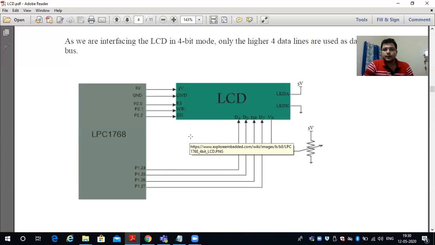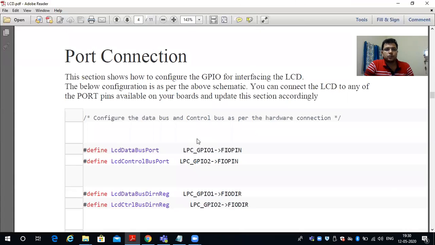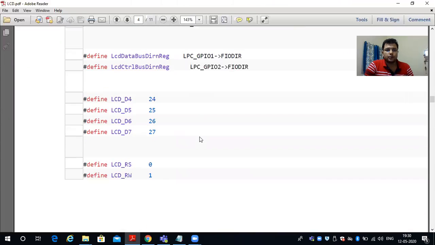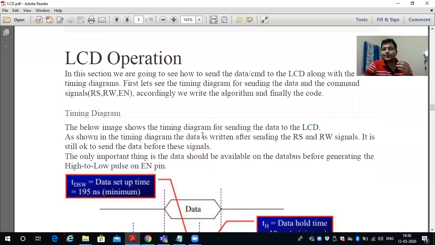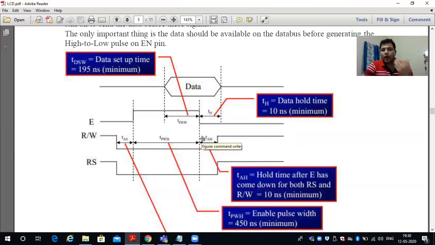Now we will discuss the port connection and LCD operation. Prior to the LCD operation, we will discuss the timing diagram, that is, how our signals should go and stay alive over the control lines when we want to display any data or execute any command.